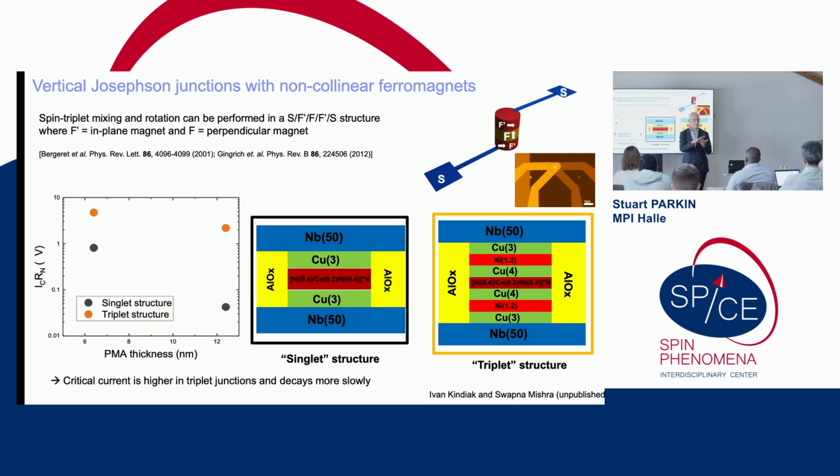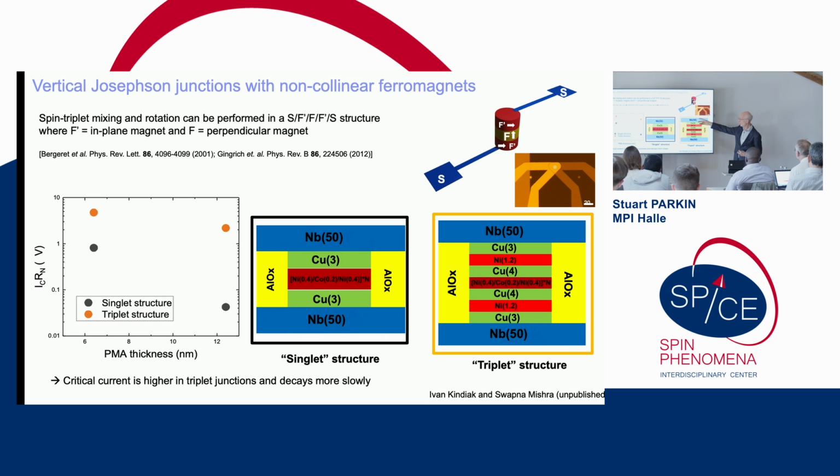If we measure the critical current density above which we suppress superconductivity through this junction, you can see in the singlet structure it's much lower and decays quickly with increasing thickness of this magnetic material, as compared to what we call this triplet structure, which follows Sébastien Bergeret's prescription. We actually have more magnetic material. We add this nickel layer, which is in plane on both sides.